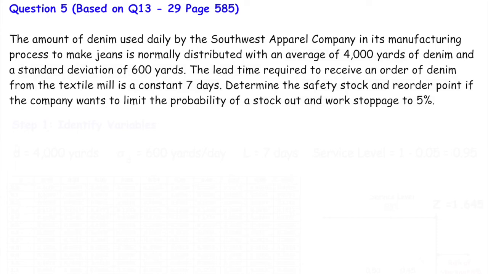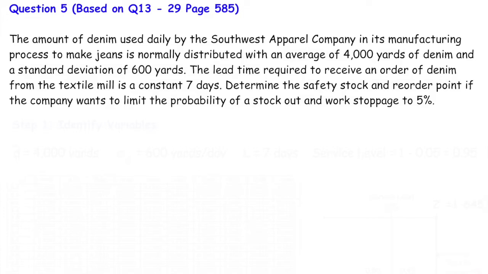The amount of denim used daily by the Southwest Apparel Company in its manufacturing process to make jeans is normally distributed with an average of 4,000 yards of denim and a standard deviation of 600 yards. The lead time required to receive an order of denim from the textile mill is a constant 7 days. Determine the safety stock and reorder point if the company wants to limit the probability of a stockout and work stoppage to 5%.